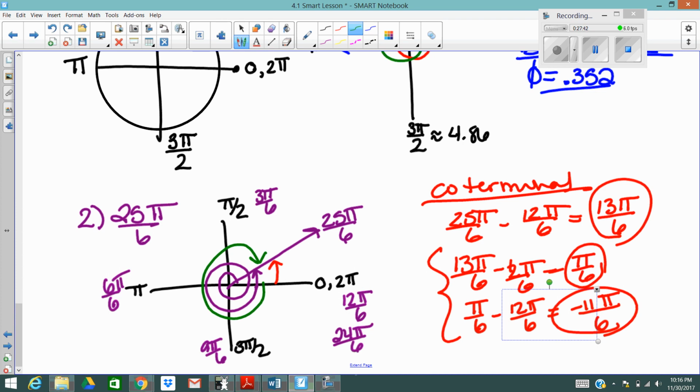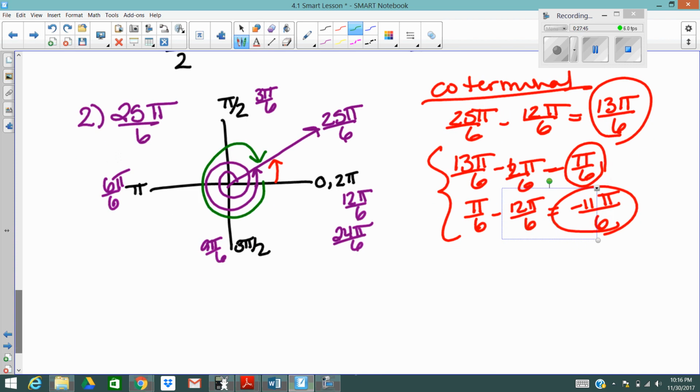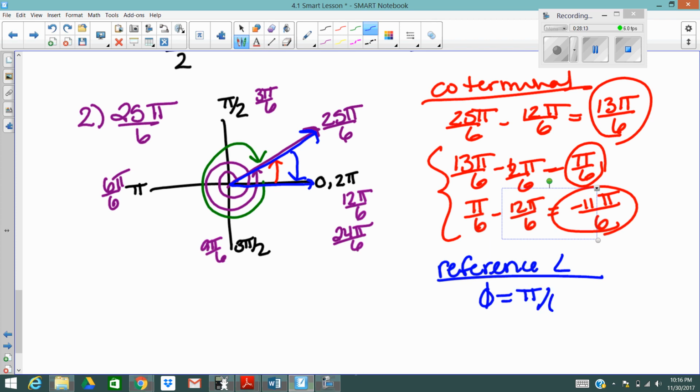So now to find my reference angle, again, it's the angle made with the terminal side of my angle and the x-axis so that it's an acute angle. So since I am 1 pi over 6 past my x-axis, my reference angle is pi over 6. Always positive, always acute. All right, so that concludes our lesson for today.